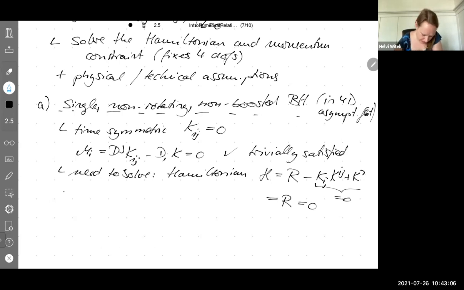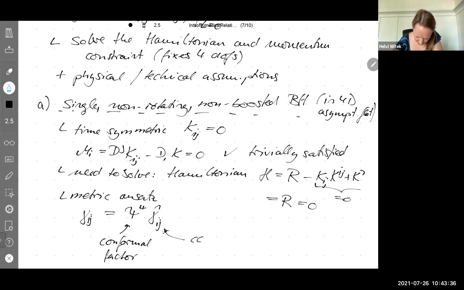First of all, we will take an ansatz for the metric, where we write our physical metric gamma_ij that we want to solve for as a conformal factor times some background metric, or some conformal metric, sorry. And actually, let's make our life even easier and assume that our conformal metric is flat. This is, in fact, one of the choices that we can make.